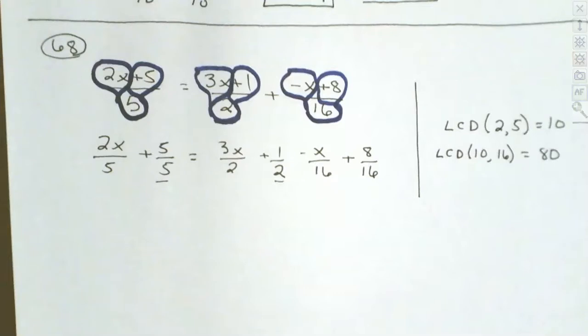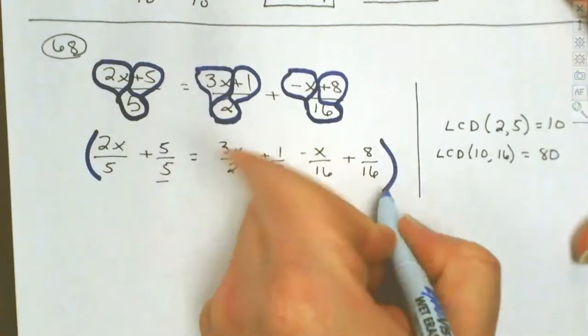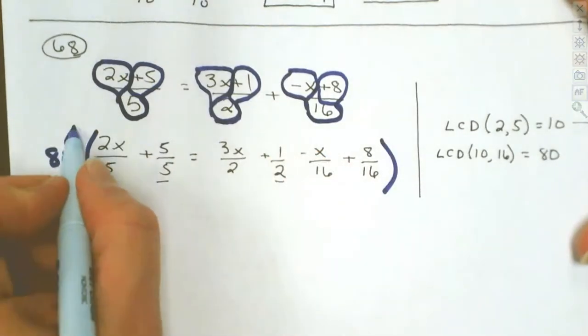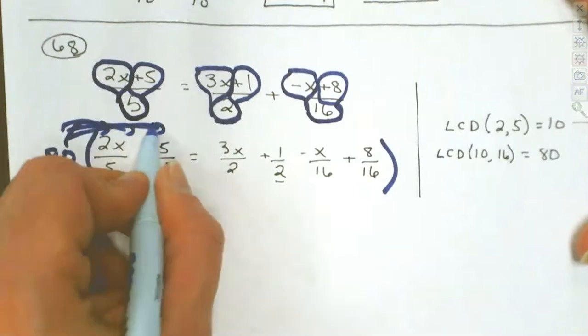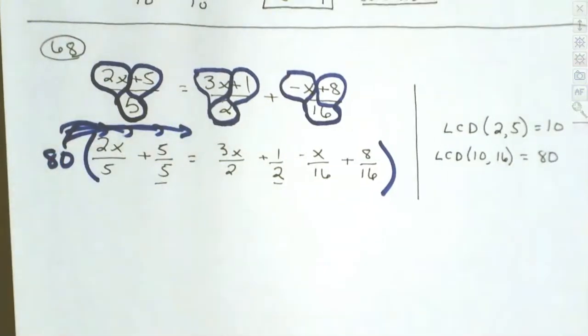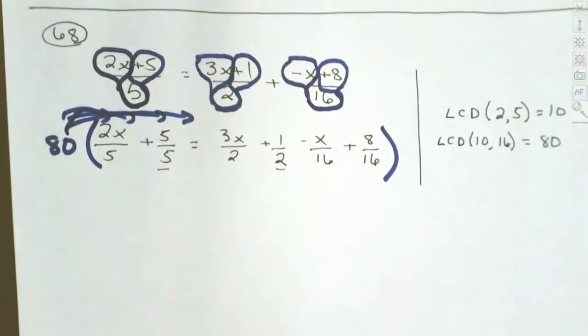Does 80 go into 2? Yes. Does 80 go into 5? Yes. Does 80 go into 16 as well? Yes. Because it goes into 16 5 times. So now what are we going to do? We're going to multiply everything by an 80. That's going to clear out all of our fractions. And what's our rule? Divide, multiply. Divide by the number down below, multiply by the number on the top.